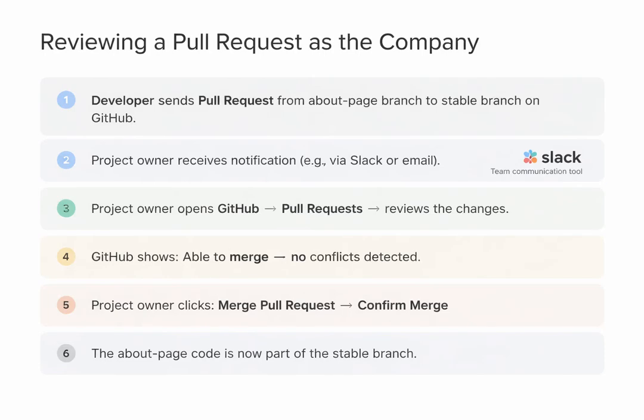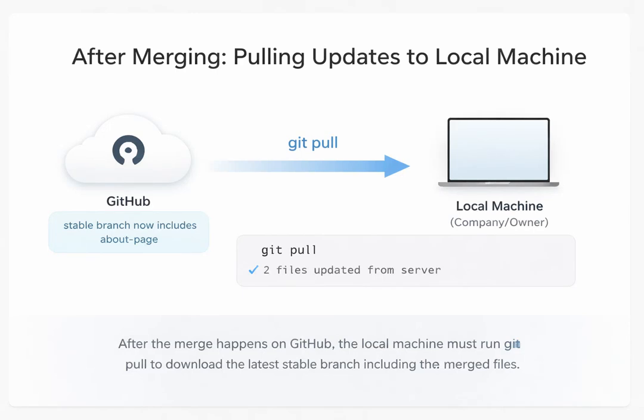Now let's look at this from the company's perspective, the person who receives the pull request. In a real company, communication happens through tools like Slack. The developer sends a message saying, "Hey, I've pushed my work and sent a pull request. Please check it." The project owner then goes to GitHub, opens the pull request section, and reviews what was submitted. GitHub is helpful here. It shows you a comparison of what changed, and it tells you whether the merge is safe. If it says able to merge, that means there are no conflicts. No code is fighting with other code. The owner then clicks Merge Pull Request, confirms it, and the About page code officially becomes part of the stable branch. Once the merge is done on GitHub, the stable branch on the server now includes the About page files.